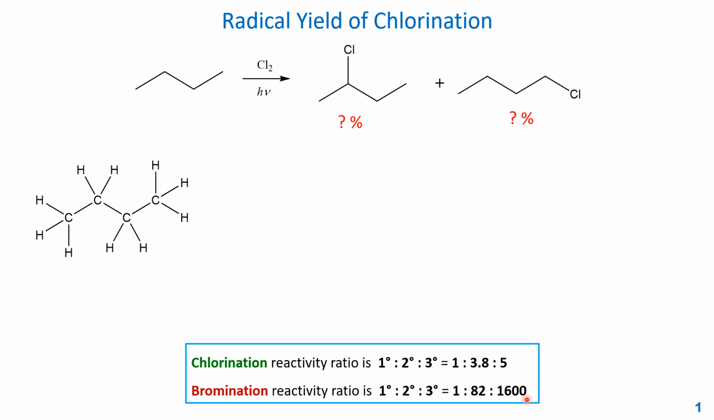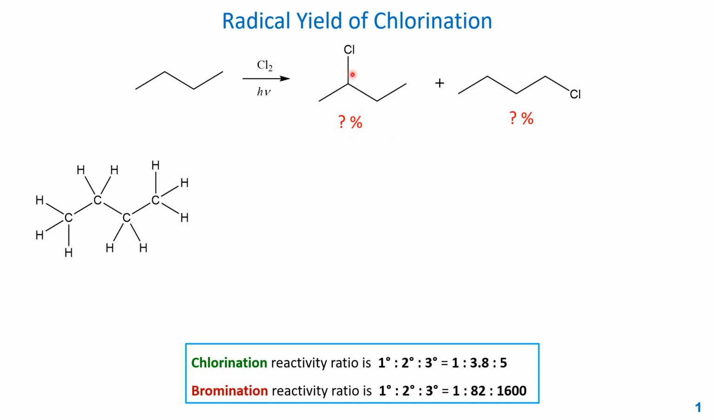1,600. These different numbers are based on the stability of the radicals, because the tertiary radical is more stable than the secondary radical, which is more stable than the primary radical. Also, you can see that bromination is more selective than chlorination. That's because of thermodynamic reasons. Okay, so now let's go back to the calculation, how to calculate the percent yield.